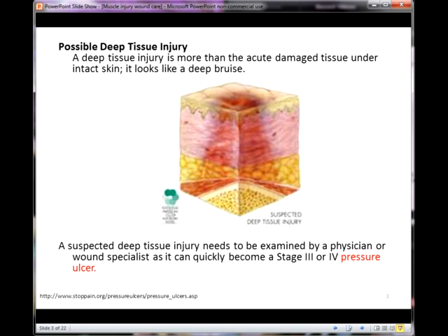These possible deep tissue injuries are more than just what you see on the surface. As you see in this picture here, the surface you can see might show a small bruise, but underneath there's a wider array of injury. This can be more like a tip of the iceberg type of problem, and you can't see what's underneath. So the suspected deep tissue injury needs to be examined, and if it's not taken care of, it can quickly develop into the stage 3 or stage 4 pressure ulcers, where the skin is then broken.